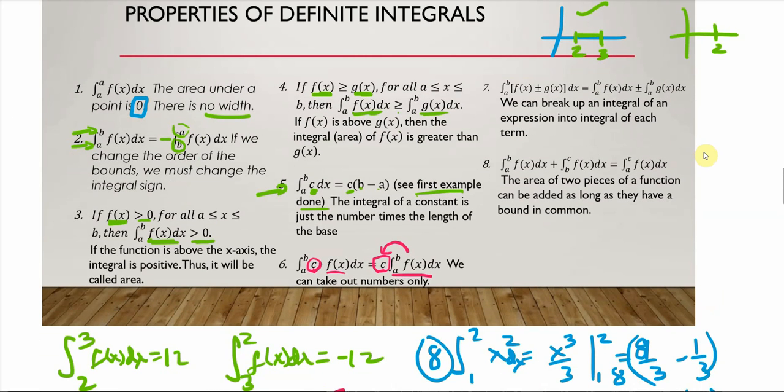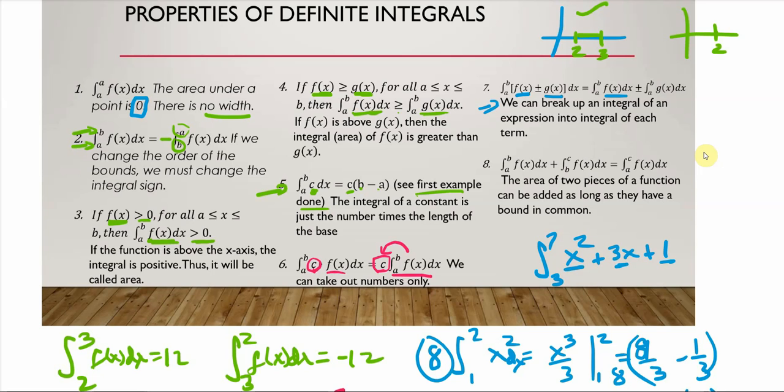Now here, this one says that if you're given a function, basically saying that if you have more than one term, you can break it up into each integral, and that's what we do. So if I was to give you something like the integral from 3 to 7 of x squared plus 3x plus 1, what we're doing is the integral of each piece, and that's the property that allows me to do that.